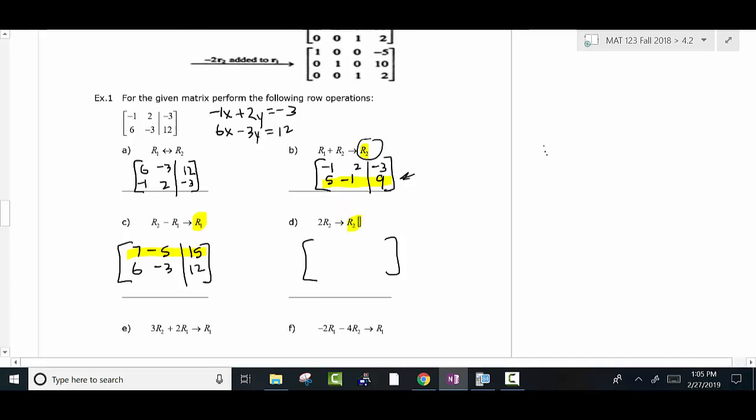Where do I put the result? Row 2. That's why I'm putting the horizontal or shaded line right there. What am I going to do with row 1? Nothing. So I just write down the -1, 2, -3, like that. How come you do nothing? How do you know it's -1, 2, and -3? Because that's the problem. We're looking at this problem right here. But how come the other one starts with 7? Because I did a row operation.